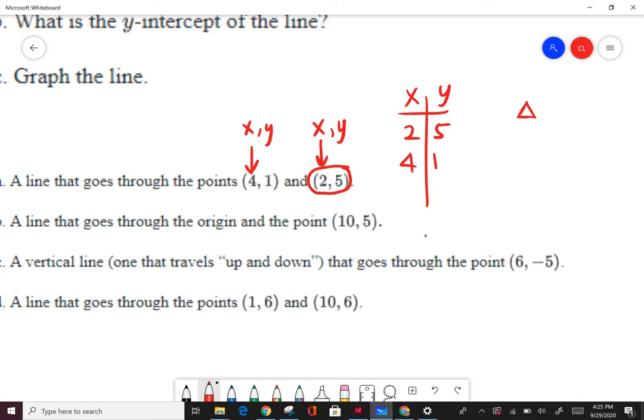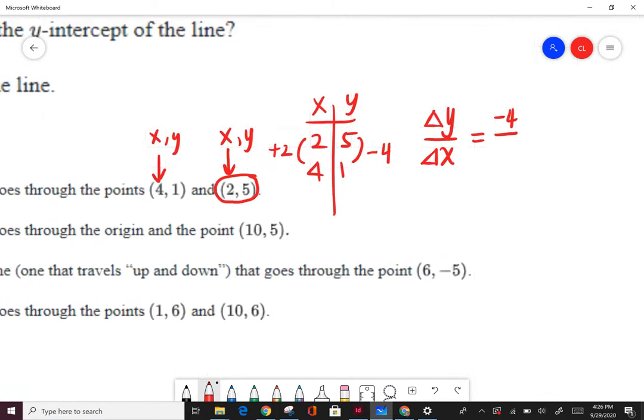So if our little way to figure out slope is change in y over change in x, our change in y is going down by 4. And our change in x, it's going up by 2. So our change in y is -4. Our change in x is +2. -4 divided by 2 is -2.